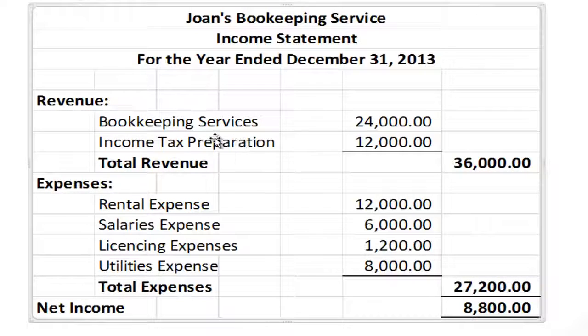Here we have that in this case, the bookkeeping service had a total of $36,000 in income for the year, and it had total expenses of $27,200. If we subtract expenses from revenues, we arrive at net income, which in this case was $8,800. If the revenue of the business was less than the expenses, then we would have a negative number, which would be considered a net loss for that period of time.